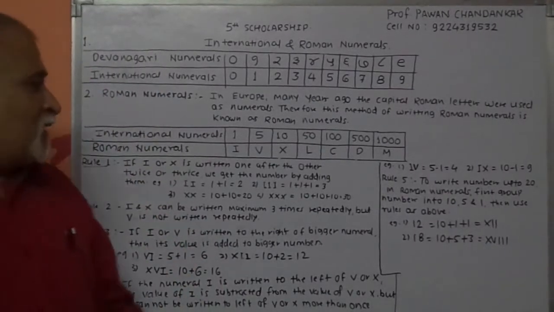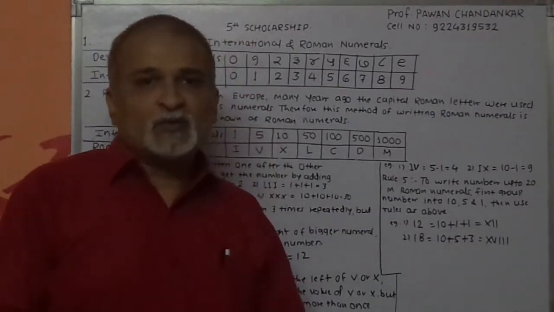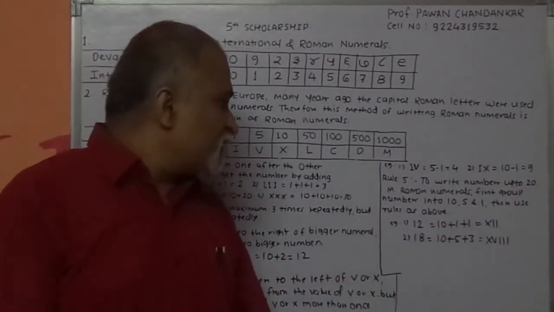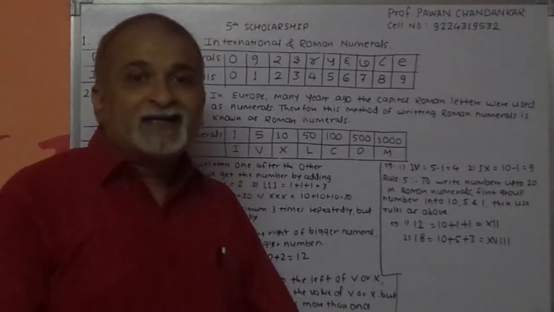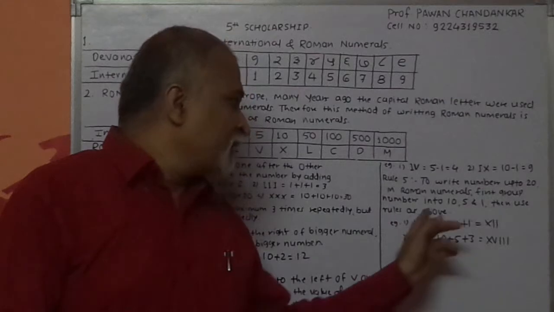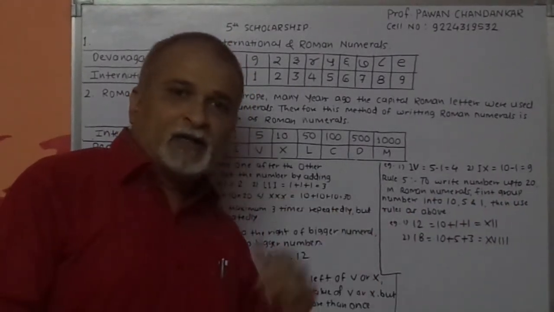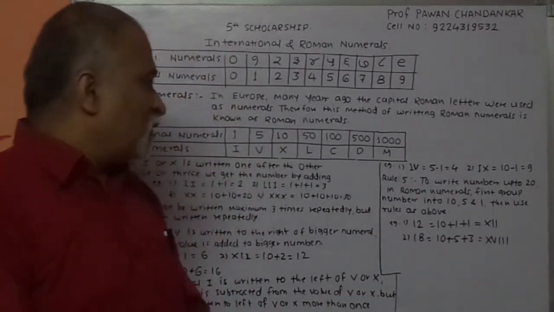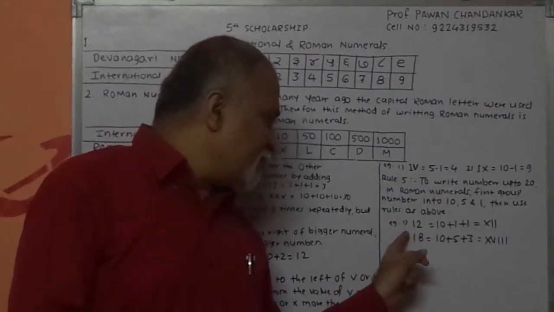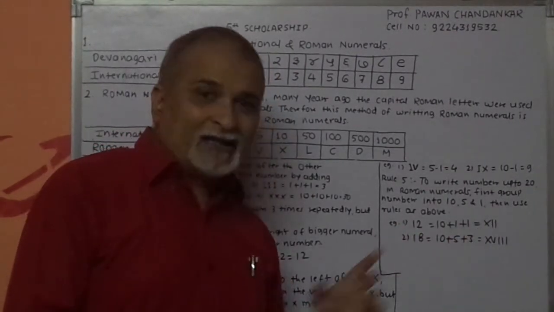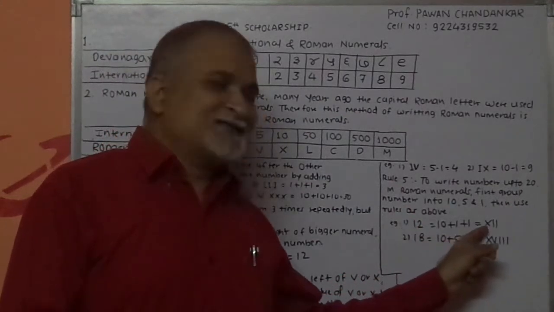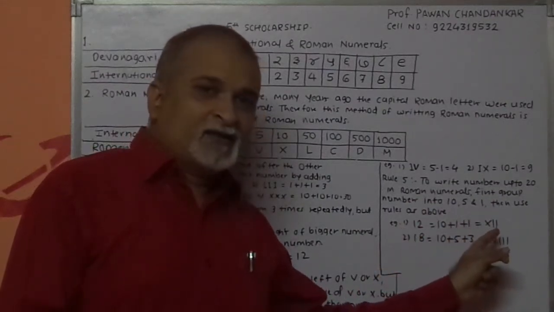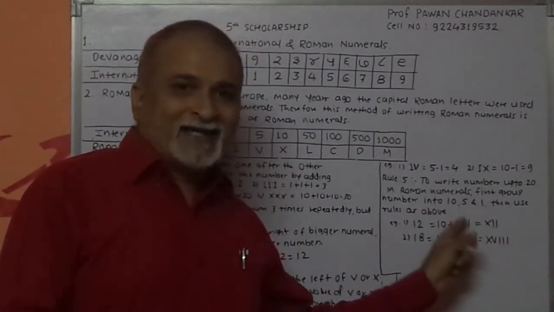Very good. Look at this. Rule number 5. Let's try to understand rule number 5. To write numbers up to 20 in Roman numerals, first we have to group the numbers into 10, 5 and 1. And then we have to make use of the above rules. So take for example 12. For 12, we make a group of 10, 5 and 1. So 12 means 10 plus 1 plus 1. 10 is written in Roman numerals as X and 1 is written as I. So 12 is written in Roman numerals as XII.